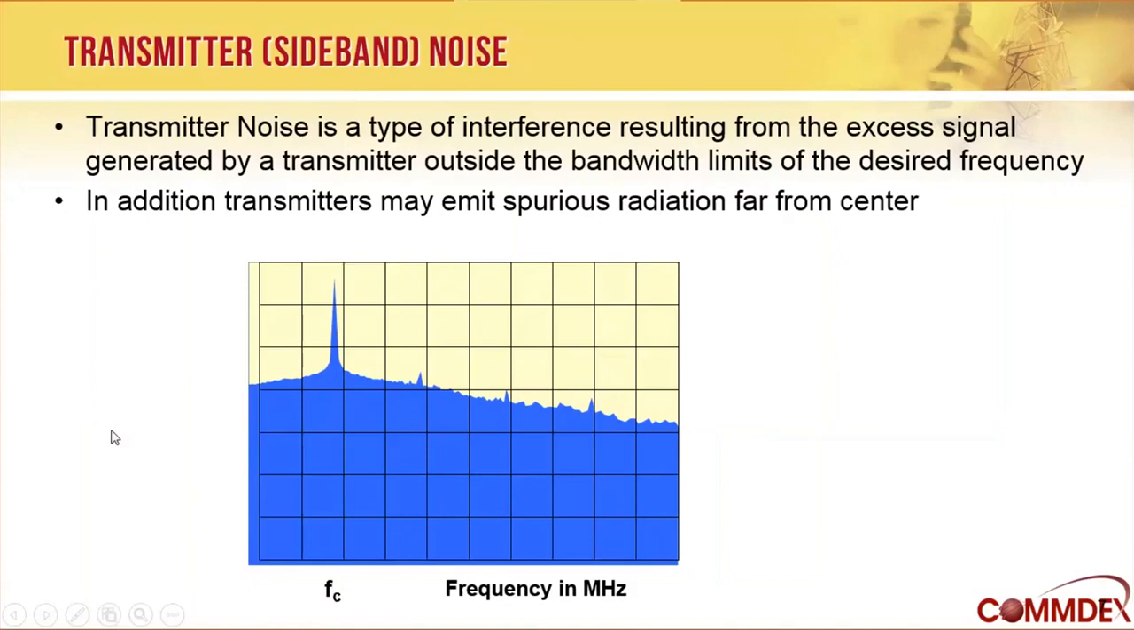So let's look at what we've got. Transmitter noise is what we're looking at here. It's the interference resulting from the excess signal generated by a transmitter, which is outside the bandwidth limits of the desired frequency. So in our example, we were at 460 megahertz, and we are experiencing transmitter noise 5 megahertz away at 465. So transmitters can emit radiation far away from their centers. Some transmitters are better than others, and that's just a function of the manufacturer and the quality of the transmitter.